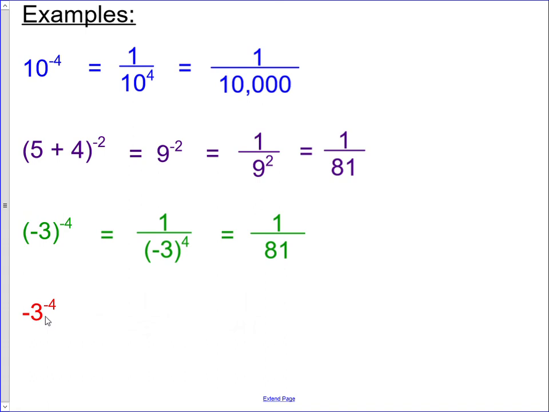On the next one, the negative 3 without the parentheses, we know that the product will always be negative. So this would be 1 over negative 3 to the fourth power. When we simplify that, we would have 1 over negative 81.